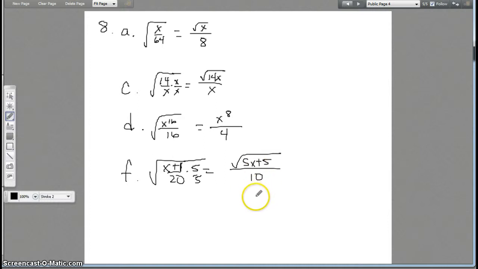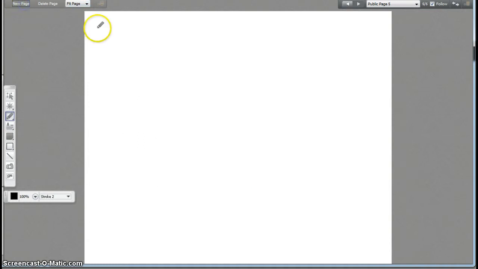So that was number 8. It's just like number 15 that I assigned for homework. Next, we're going to look at problem number 9. Problem 9 says, express each of the following as a quotient without a square root in the denominator. Assume that x is greater than 0.